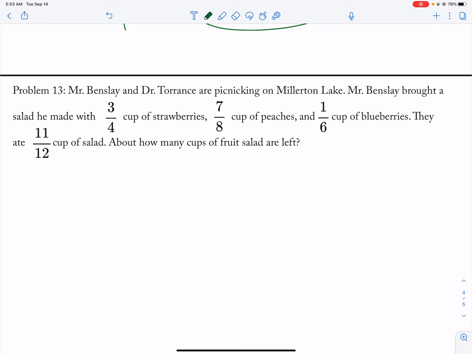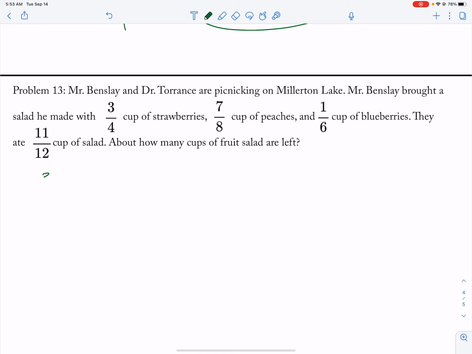Dr. Torrance and Mr. Bensley are picnicking at Millerton Lake. Mr. Bensley brought a salad he made with 3/4 cup of strawberries, 7/8 cups of peaches, and 1/6 cup of blueberries. They had 11/12 cup of salad. So how many cups are left?